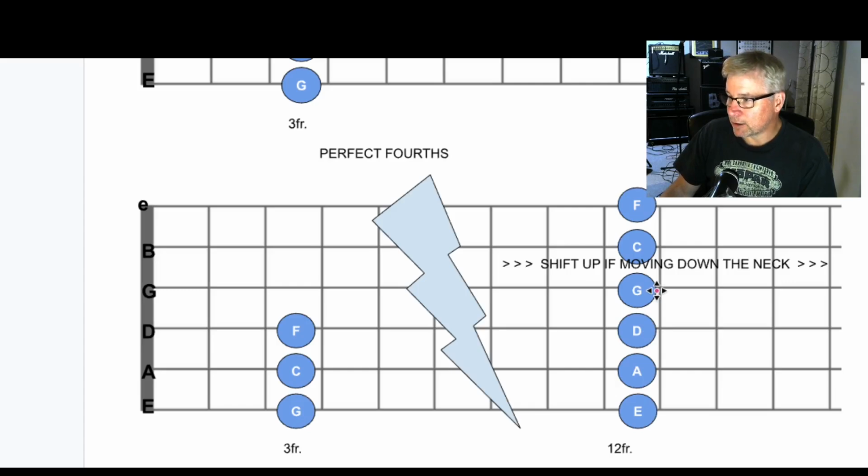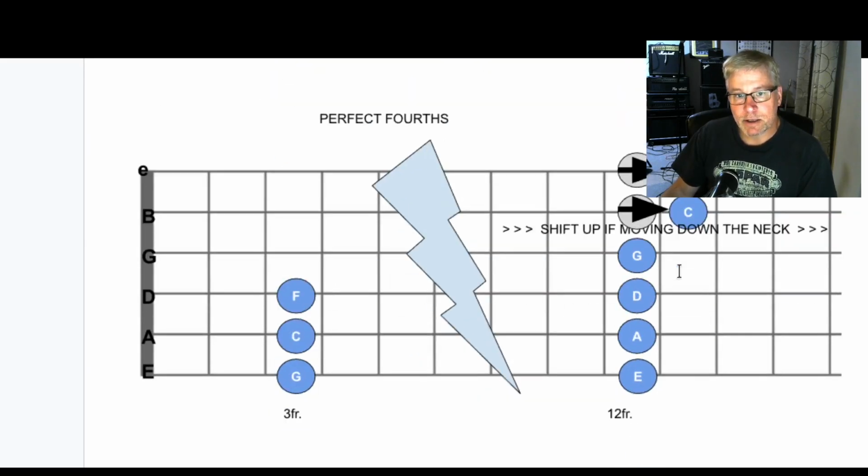But things start getting really weird with our B string, because the perfect fourth of a G is a C note. But the B string at the 12th fret is not a C note, it's a B. And that's where it gets really confusing. Now, the perfect fourth of the C is an F note, so that one there is correct, but this C note is not correct. So what happens in this case is that we've got to shift things up.